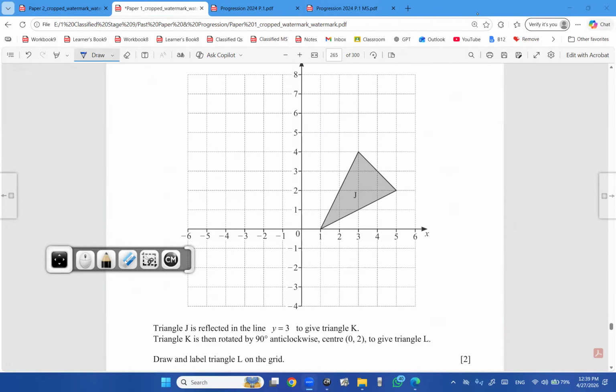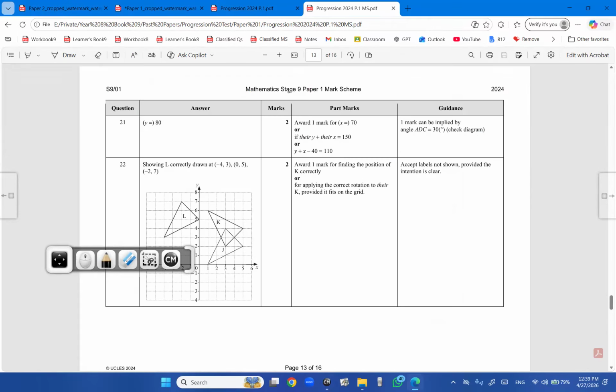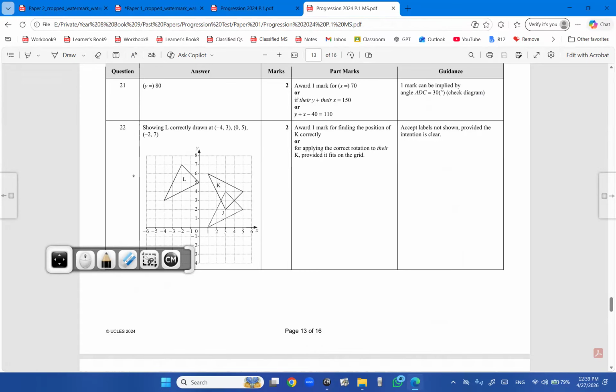Like this one here. Look at this. This is J, this is K, and the mark scheme is showing you over here that it must start over here. Once you fix your pen or your pencil over the 0, 2, and you rotate it 90 degrees anti-clockwise, you're going to find it giving you these coordinates. Trace it, give it letter L.